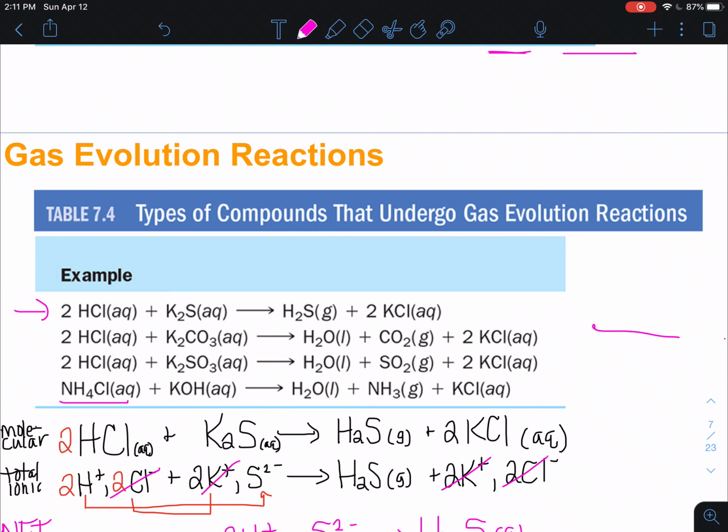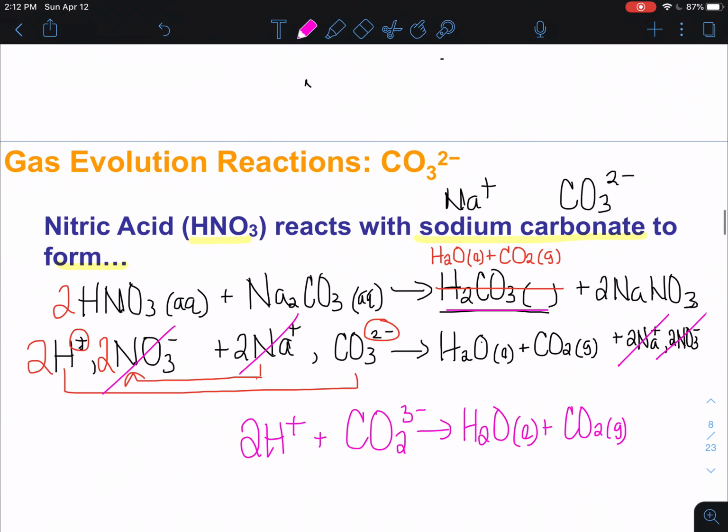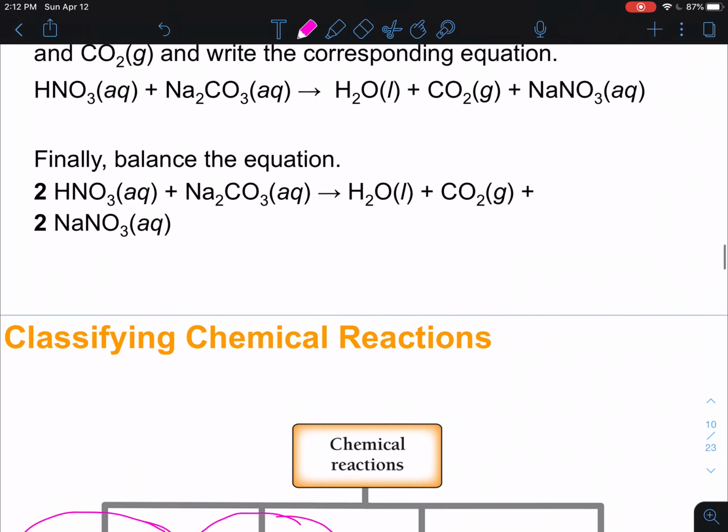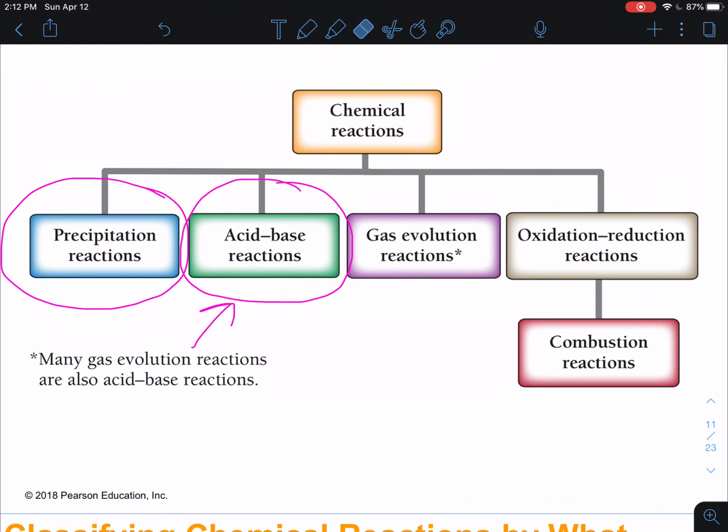And an example of that would be, we go back up here. This is technically an acid-base reaction, but don't get too confused about that. So acid-base reactions, gas-evolving reactions, we talked about that. We did not talk about oxidation reactions. We're going to skip that. Oxidation reactions, you'll learn this in 200.